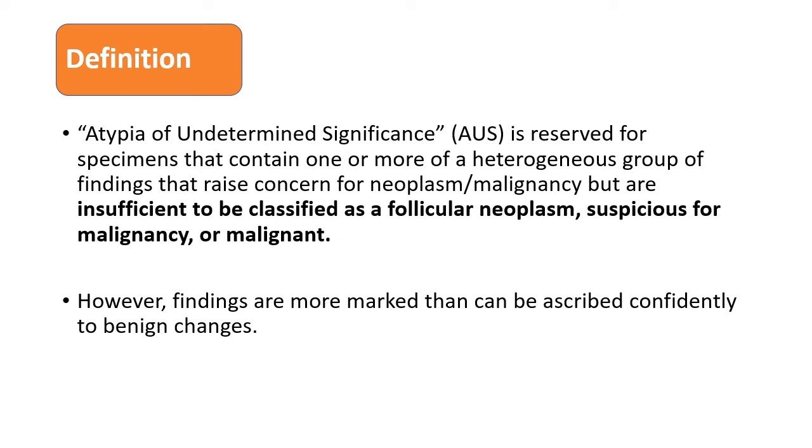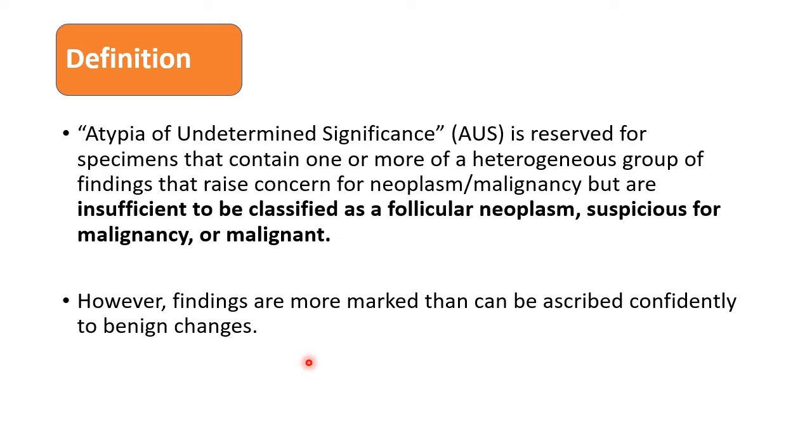What is the definition of ATP of undetermined significance? This term is reserved for specimens that contain one or more of a heterogeneous group of findings that raise concern for neoplasm or malignancy, but are insufficient to be classified as a follicular neoplasm, suspicious for malignancy or malignant. However, the findings overall are more marked than can be ascribed confidently to benign changes.